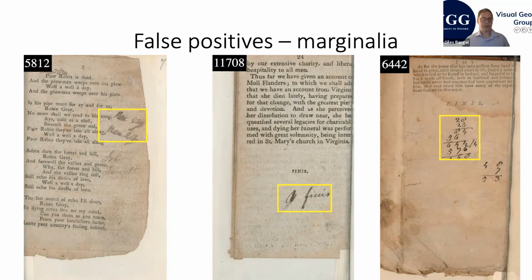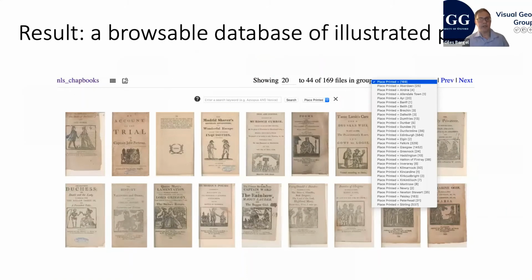Okay, so ruling those out and adding all those up together, what resulted was a browsable database of illustrated pages. So I took the pages that had annotations, that had illustrations on them, and added them to a database with the metadata. And the metadata, as it comes from a library, is very well regularized. It's attached to external authorities. So I can browse by place of publication. I can browse by printer, publisher, and other features as well.